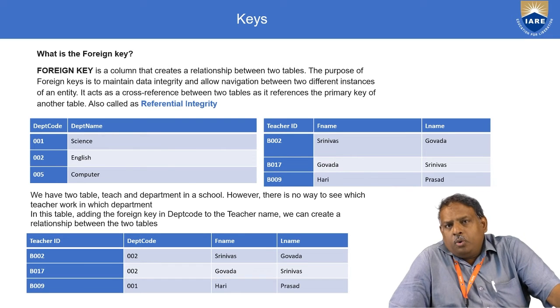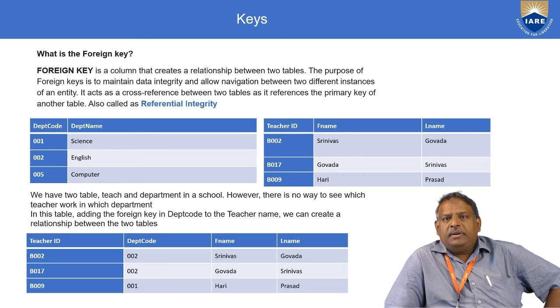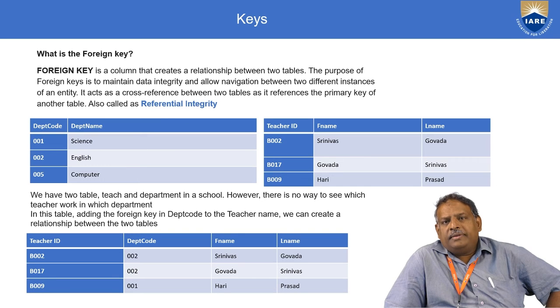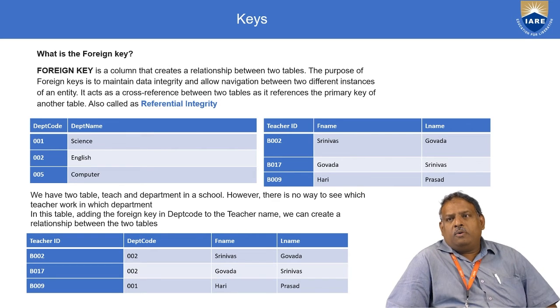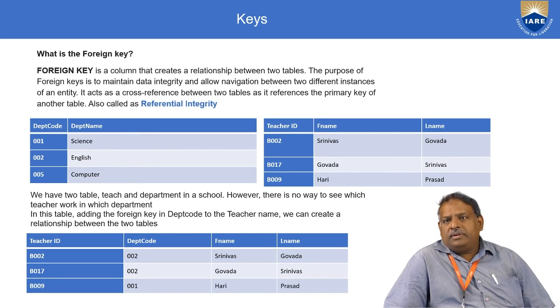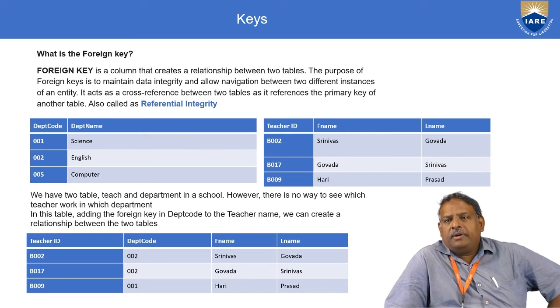In this, I have two tables called department and teachers. In department, I have two columns: 001 is science, 002 is English, 005 is computers. Similarly, I have one more table called teachers with ID, first name, last name. B002 is Srinivas, last name Govada. B017 is Srinivas Govada. Then the third record is B009 Hari Prasad.